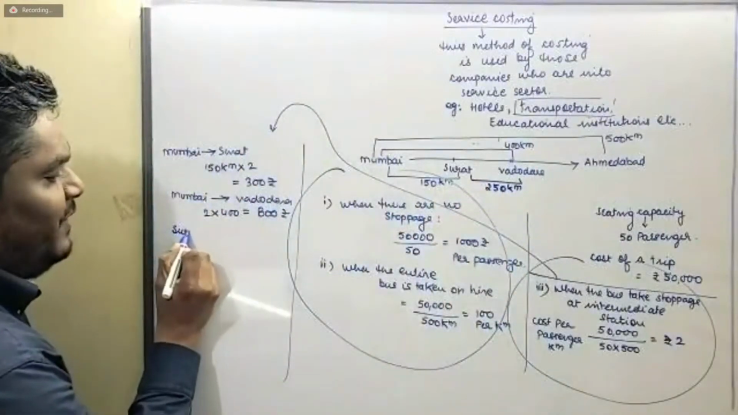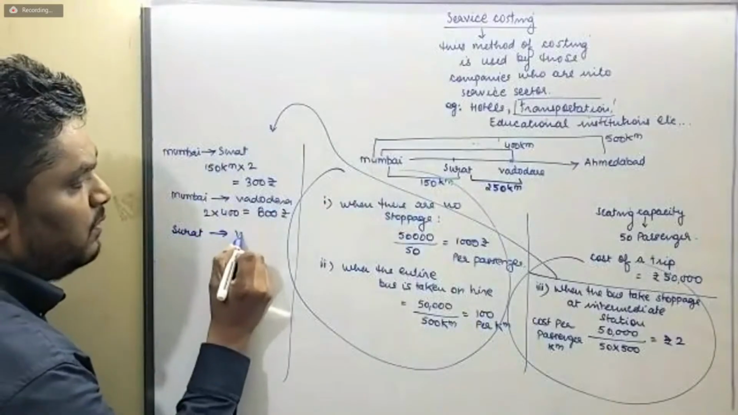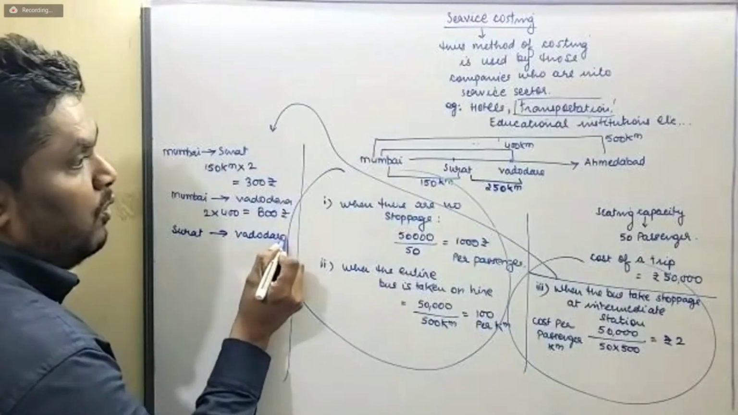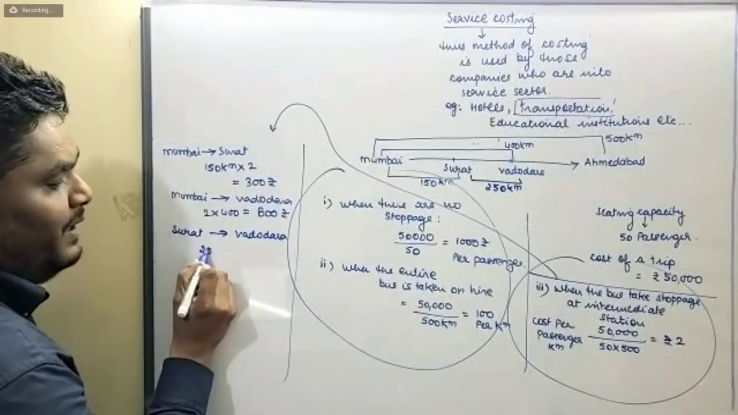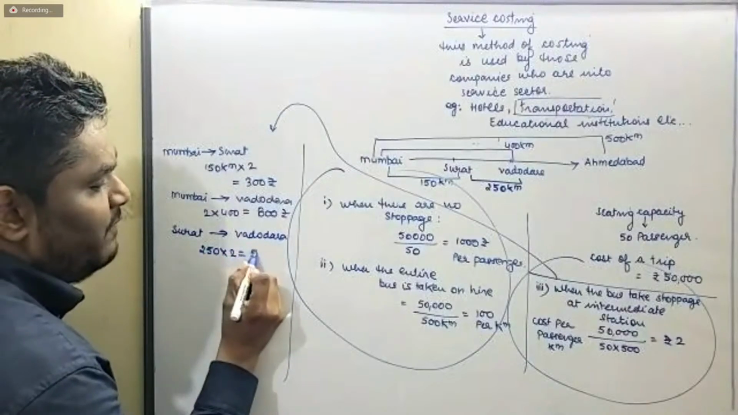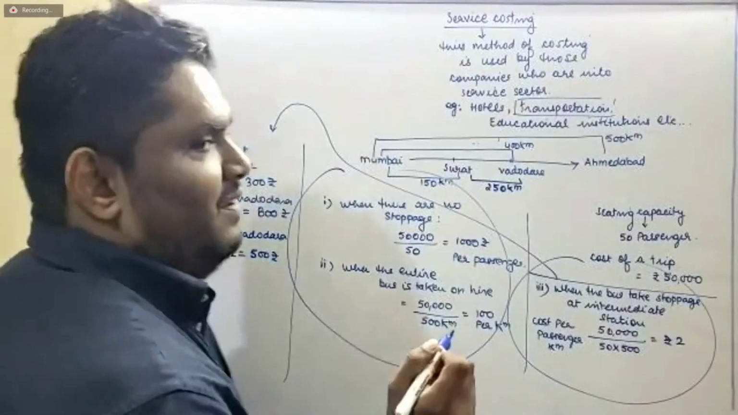So how much will be the fare from Surat to Vadodara? So 250 kilometers, per passenger per kilometer cost is ₹2. So the fare will be ₹500.